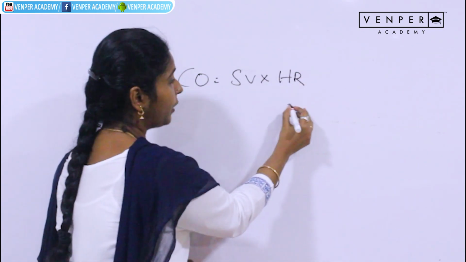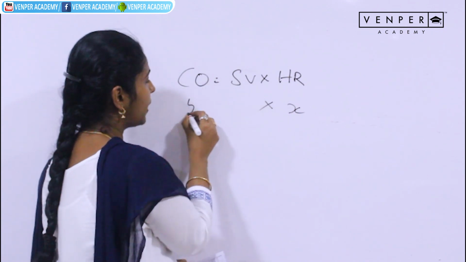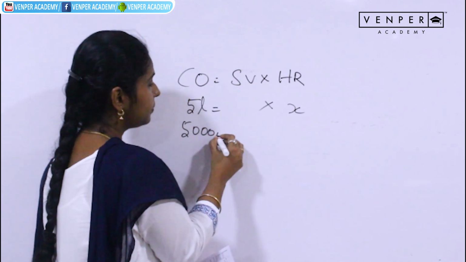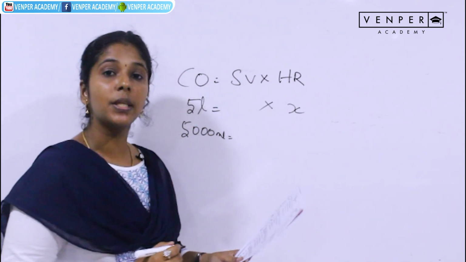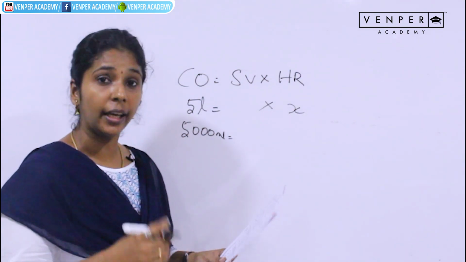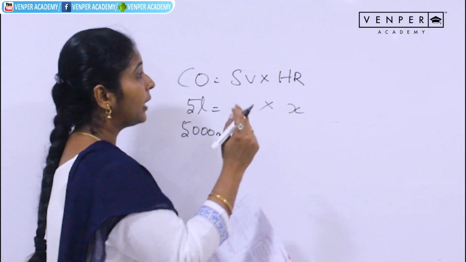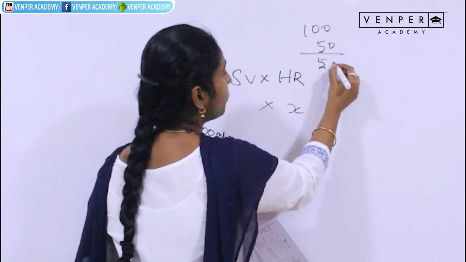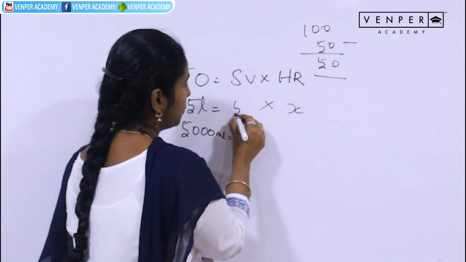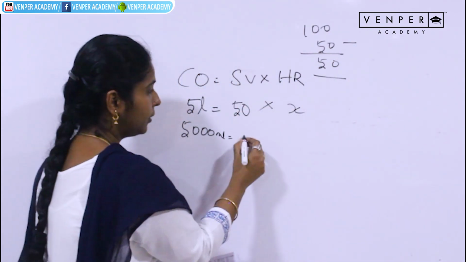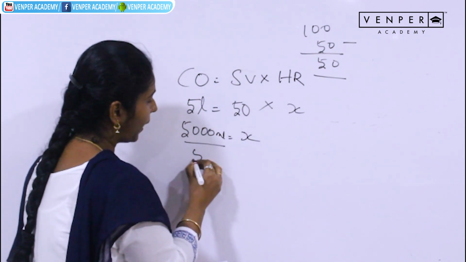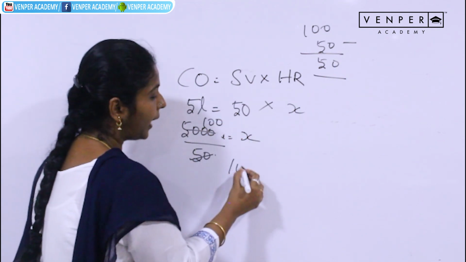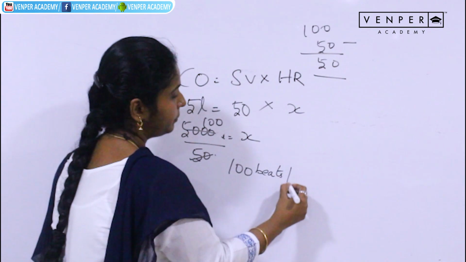We need to find heart rate, so we will keep it as X. Cardiac output is given as 5 liters. It is converted into 5000 ml. Stroke volume is the amount of blood ejected from the ventricle in ml per minute. Here end systolic volume is 50 and diastolic volume is 100. So the stroke volume will be 50 ml. Here substitute with 50 ml. So X is equal to 5000 by 50, which is equal to 100. So the heart rate is 100 beats per minute.